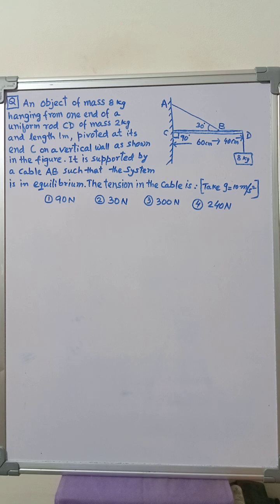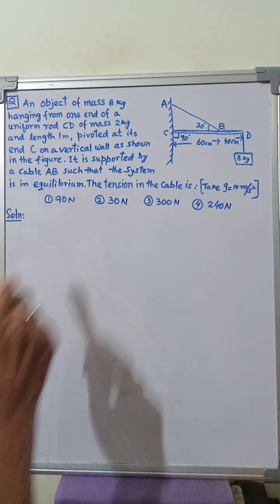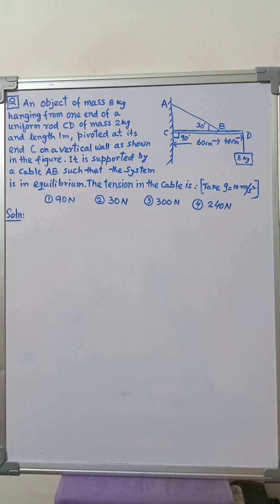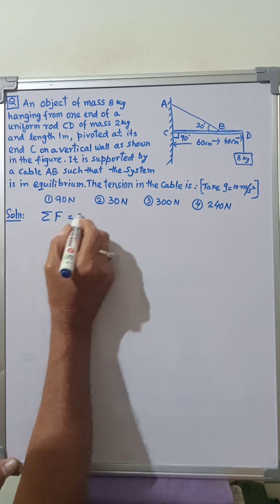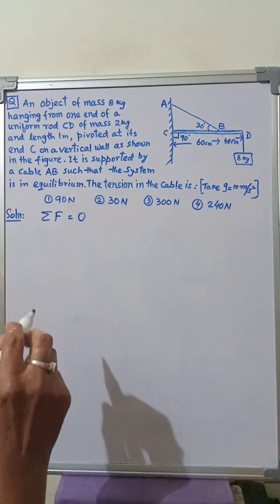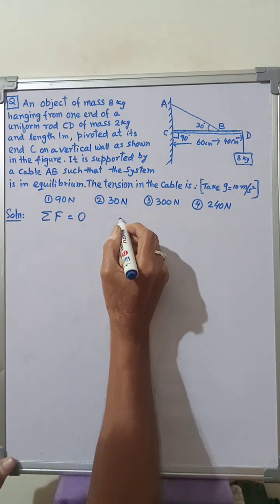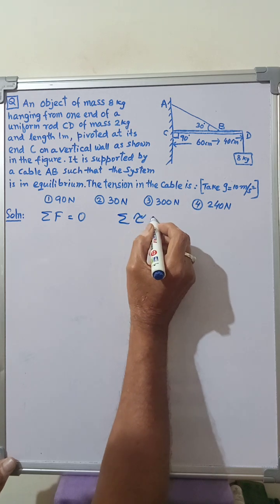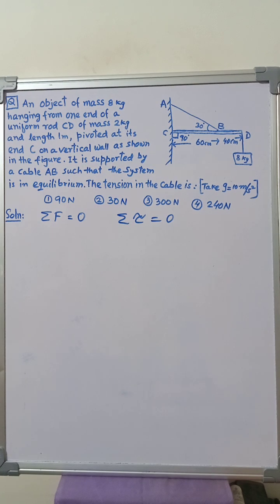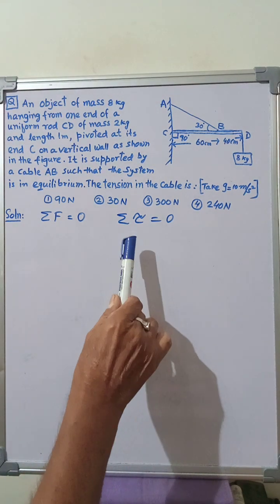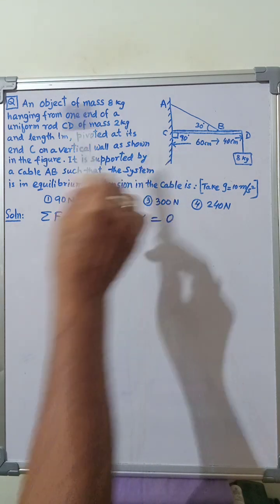Now for the solution. It is given that the system is in equilibrium. Therefore, for translational equilibrium, we have sigma F equal to 0. That means the vector sum of the total forces is equal to 0. And for rotational equilibrium, sigma tau is equal to 0 about any point. We will use the condition for rotational equilibrium, that is sigma tau equal to 0 about point C.